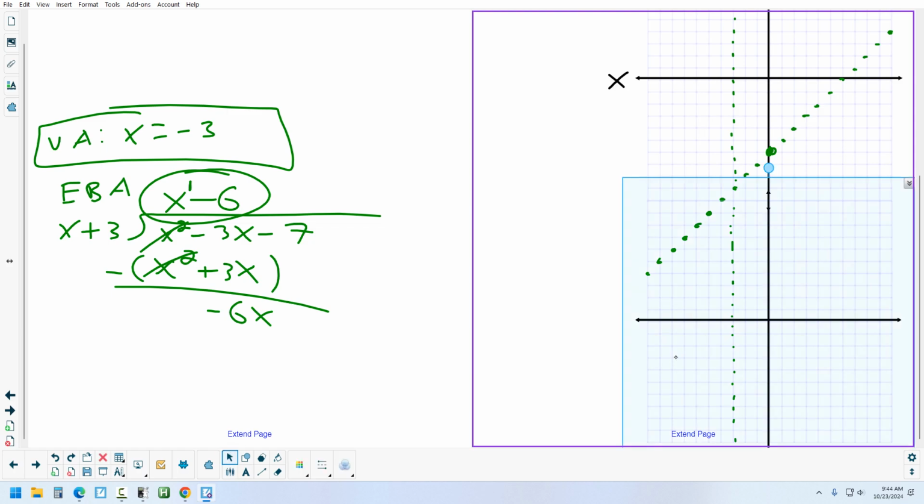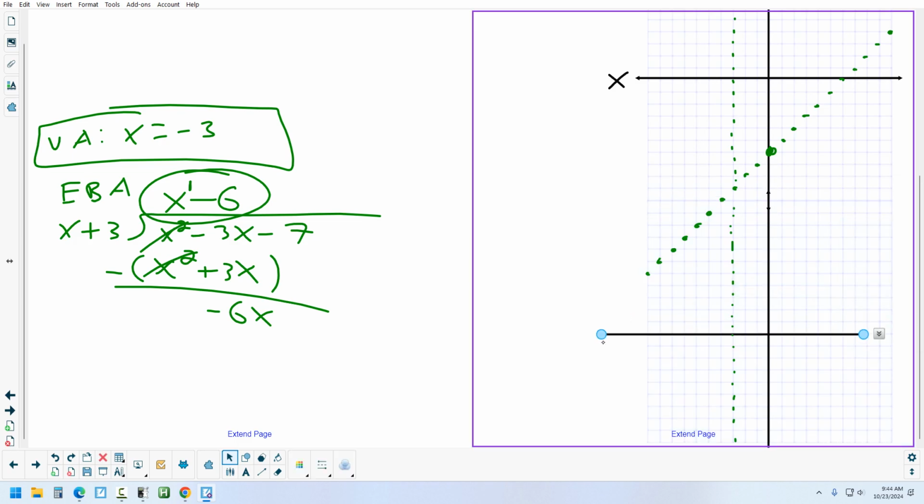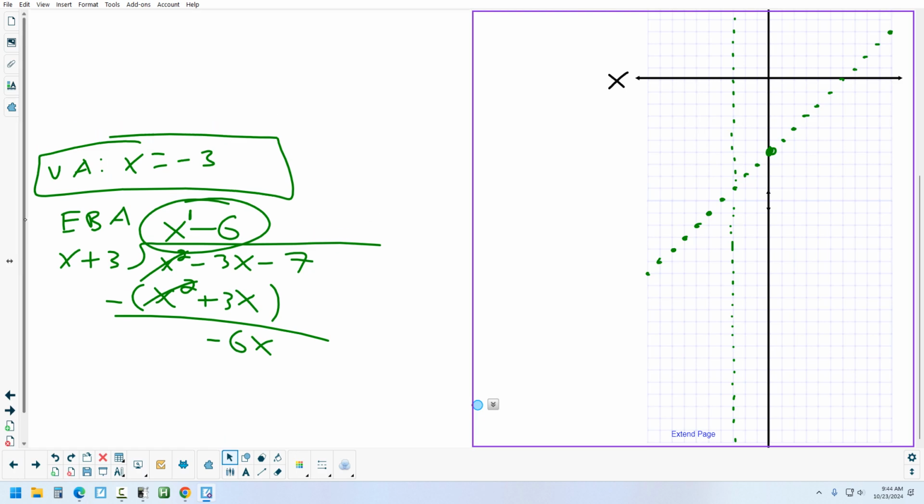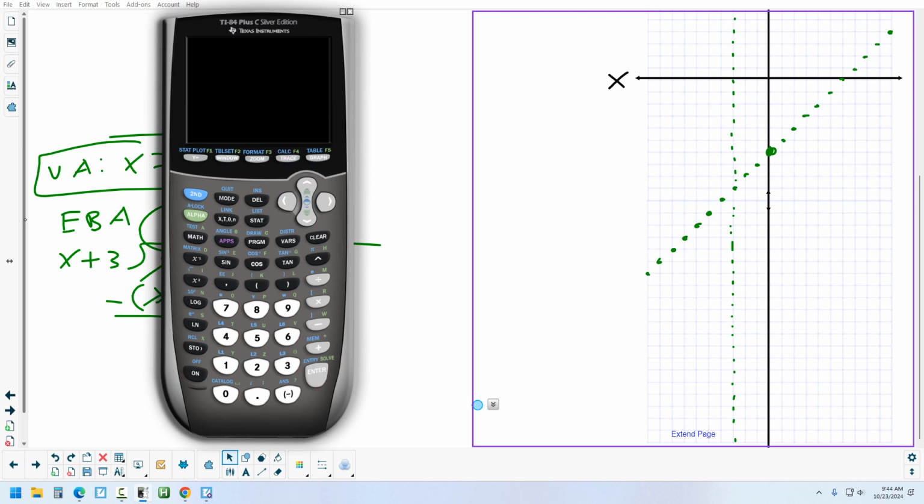I don't know if I can get rid of that other line there. Let me see. Group, ungroup. Yeah, I can. We don't need that. That's not really part of this graph. Okay, so good. We got more graph paper. That'll work, I think, now. Okay, so let's plug in some points and see what we got.